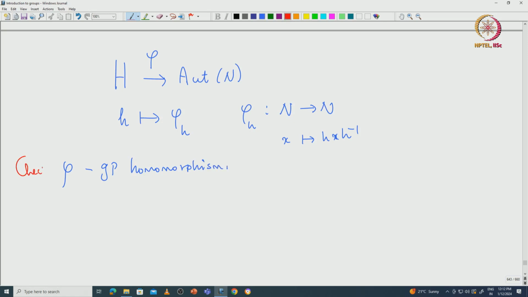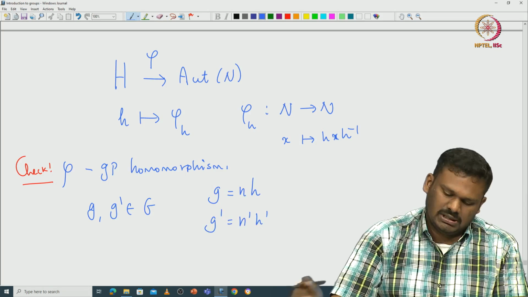So this is easy. Now using this group homomorphism, we want to write down the product of elements of G. We know that any element of G can be written as a product of elements from N and H. Let us use that. Let us take G and G dash from G. Then G can be written as NH and G dash is written as N dash H dash.